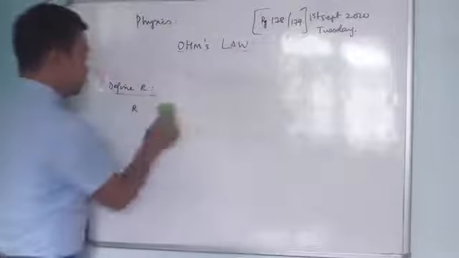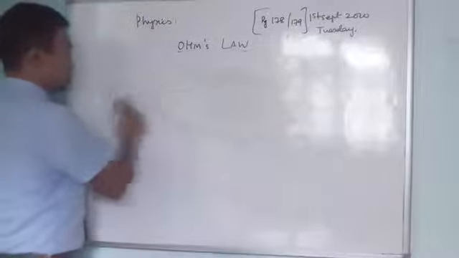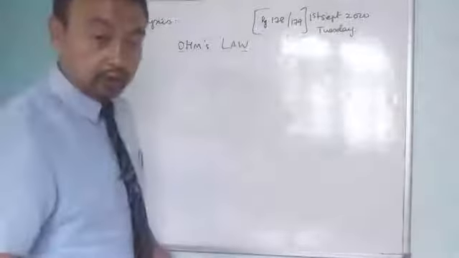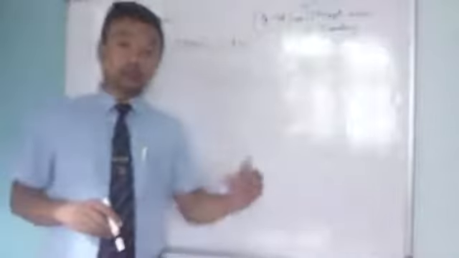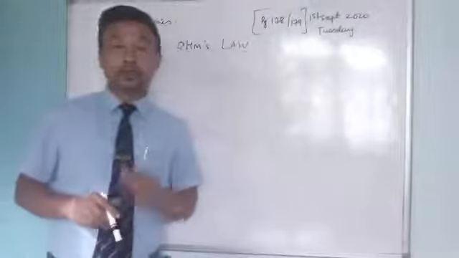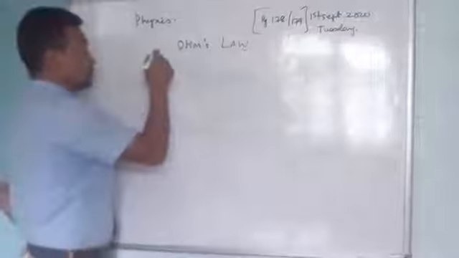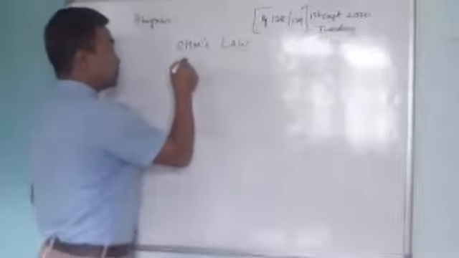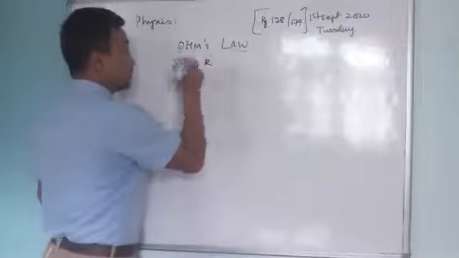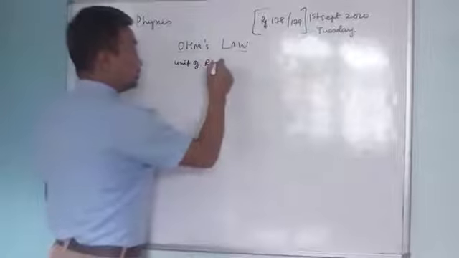Now, since resistance is also a measurable quantity, like the current, the potential difference and the charge, all these quantities had a unit. Likewise, resistance also has a unit. So let us write down the unit of resistance.